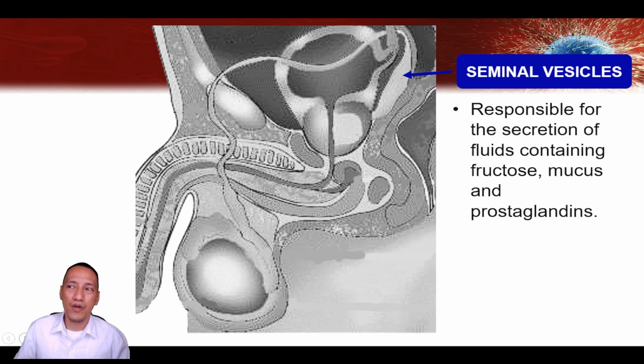It is responsible for the secretion of fluids containing fructose. Yung fructose ay yung sugar. May mucus din. Ang mucus ay ginagamit sa layman na parang sipon, pero hindi sipon of course, kundi yung malagkit lang. Bakit? Kasi yung sperm cell ay kailangan mabalutan para maprotektahan. And prostaglandins. Ano ba itong mga ito?